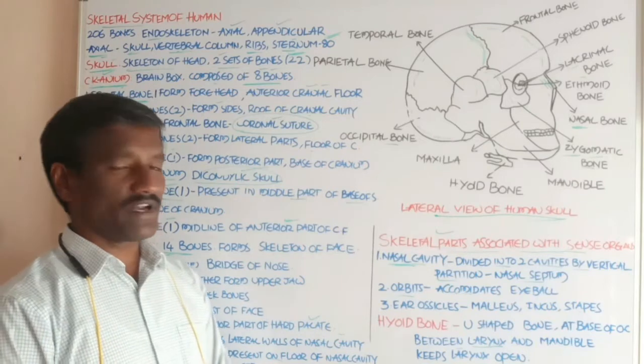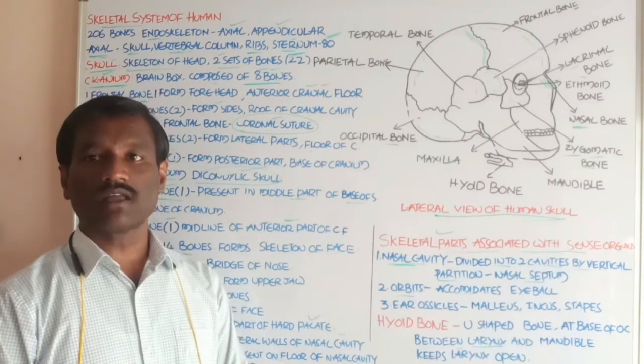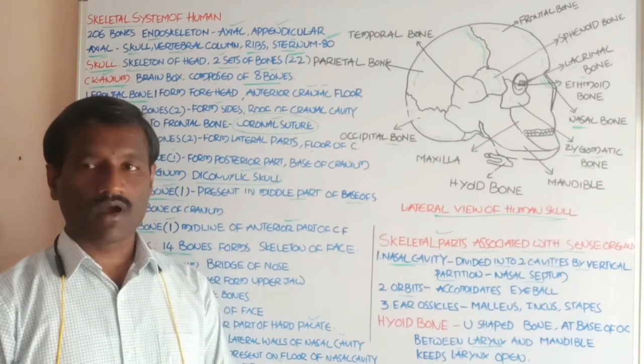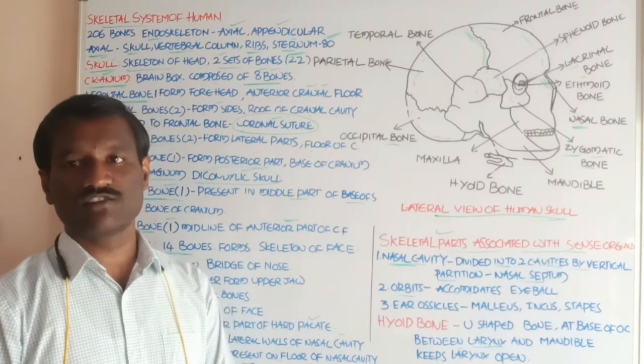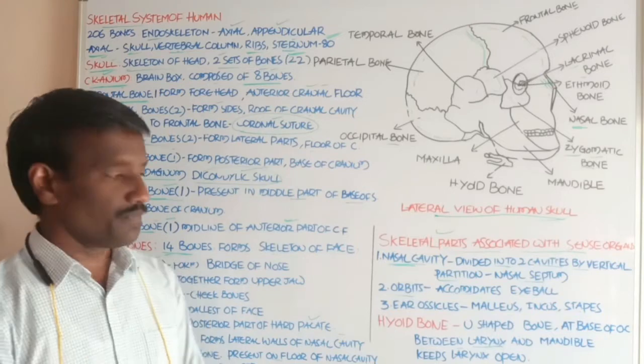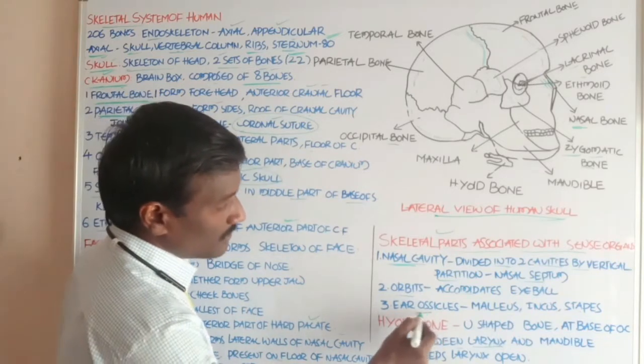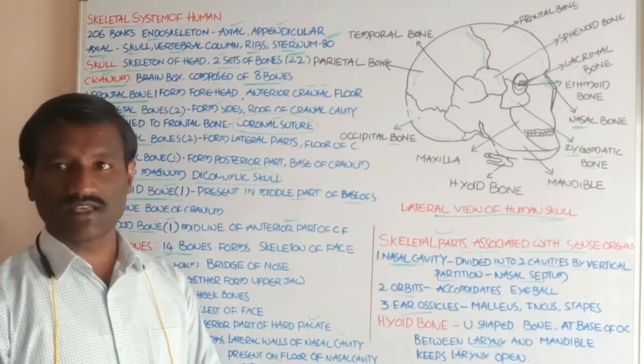These are bony depressions that accommodate the eyeball. It provides space for the arrangement of the eyeball. Next, the third one is ear ossicles.